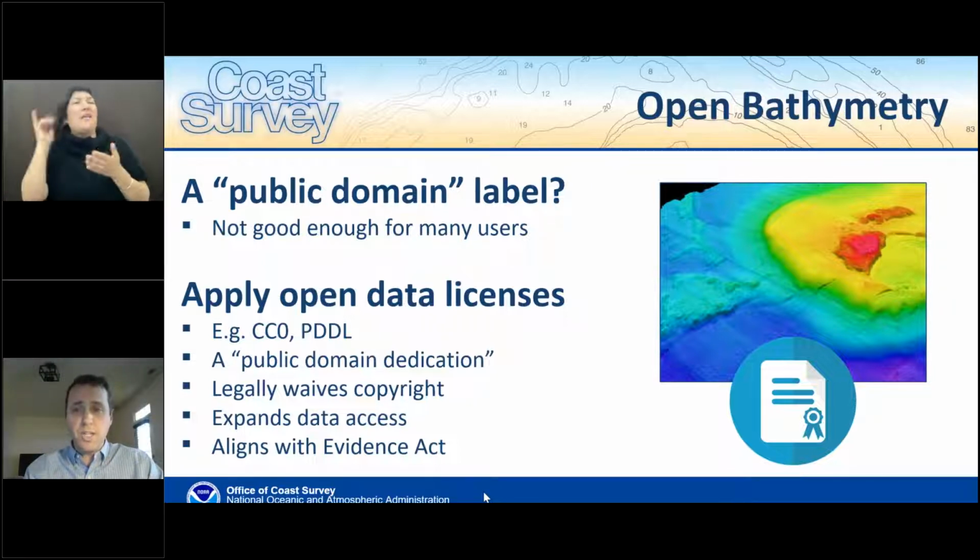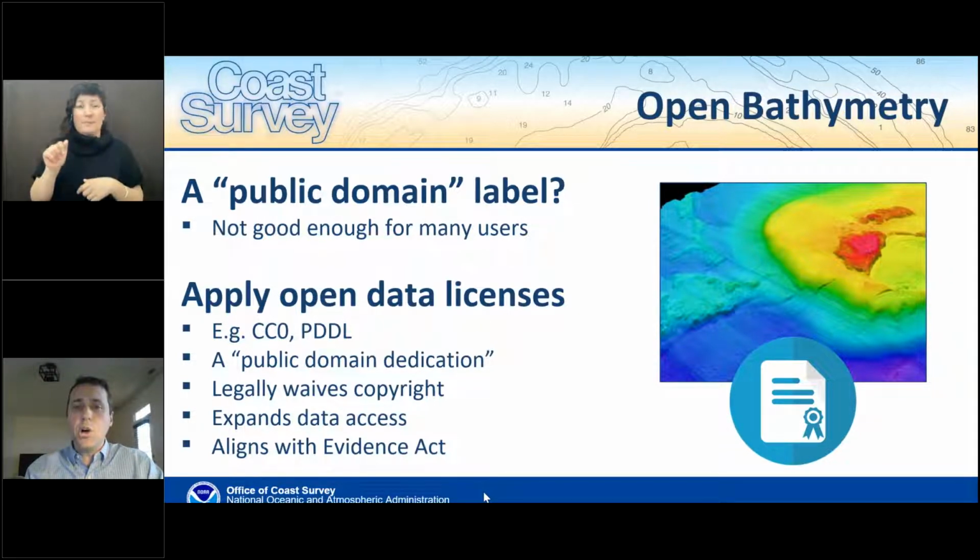And there's a perception that that's good enough and that's all we need to do. But I've learned that's just not true. There's a lot of users and a significant part of the industry who can't use that data. So who are these users? Well, they are private industry folks. The vagueness of the public domain label just isn't good enough. They have fear of lingering copyright. It's too risky for them. International users as well. Different countries have different definitions of what public domain actually means. So they may not be able to use that data either.